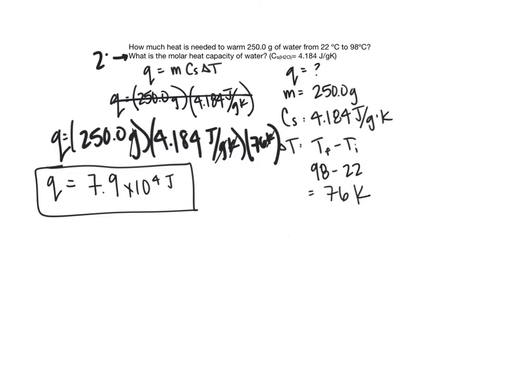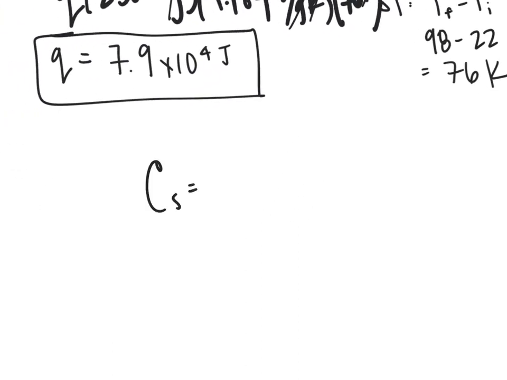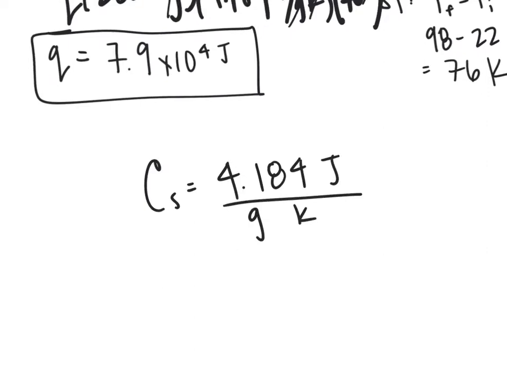So the second part of this question here, so we'll just call that number 2, is what is the molar heat capacity of water? So the molar heat capacity is the amount of heat it takes to move 1 mole of a substance. So we have C sub s, which is equal to 4.184 joules per gram Kelvin.